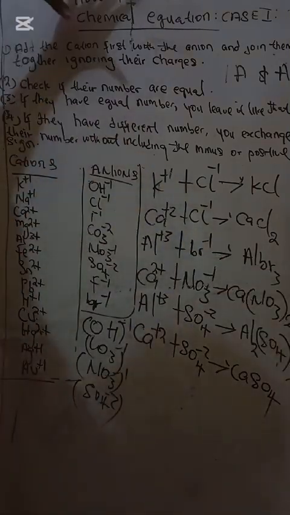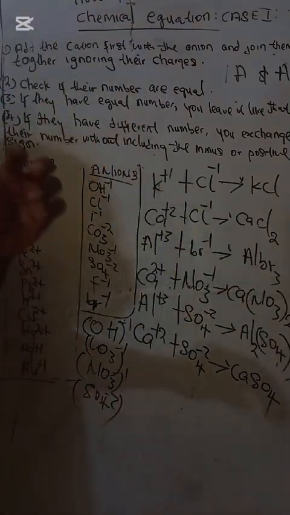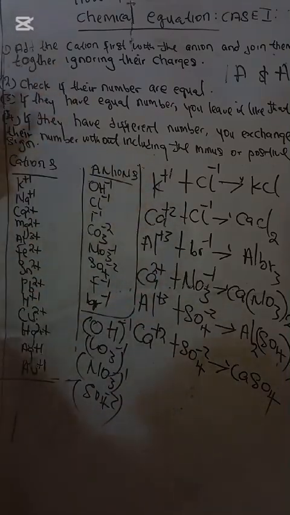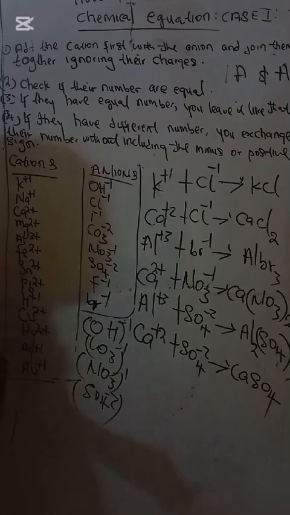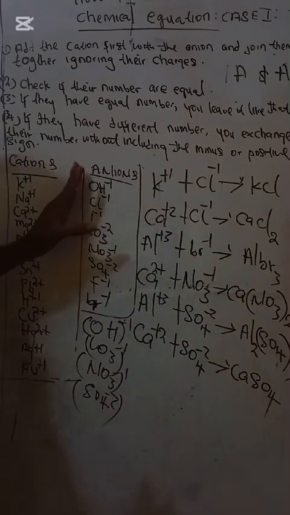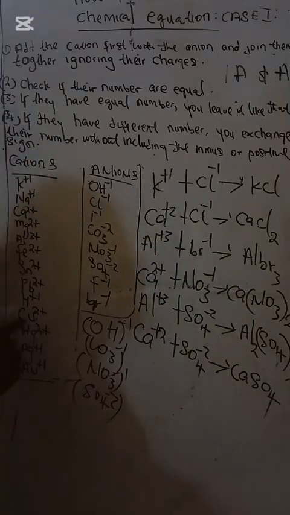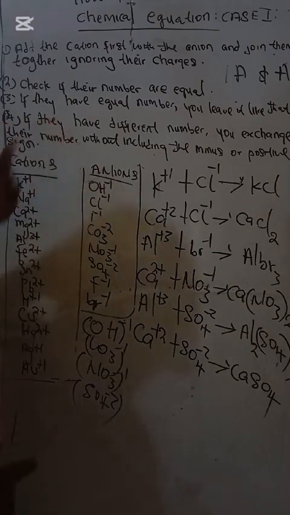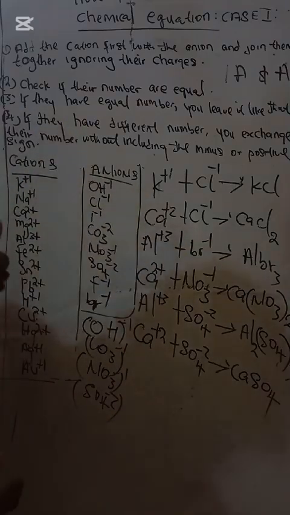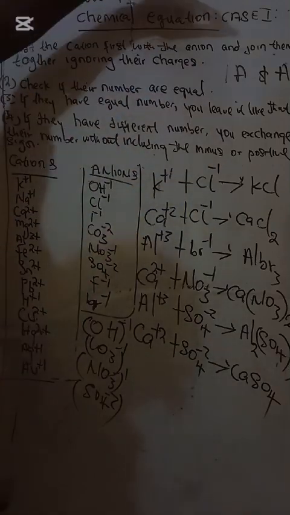All right. These are the case 1 on how you can form the product of a chemical reaction. Please remember, this is just case 1, and what I'm expecting you to do is to master your cations and anions. Try your best to know the charges of each of the cations and try your best to identify the charges of each of the anions.